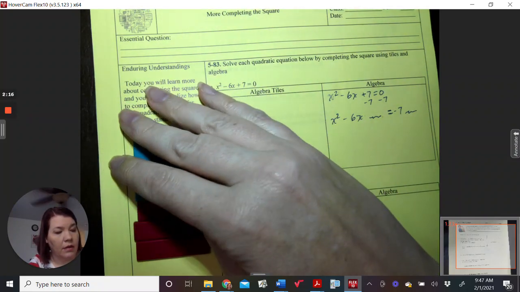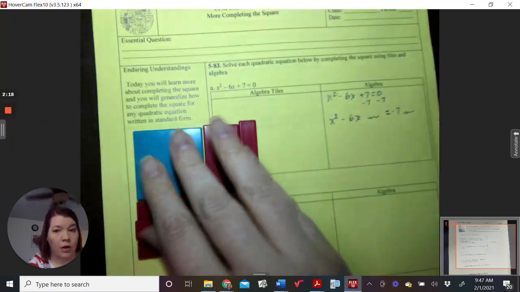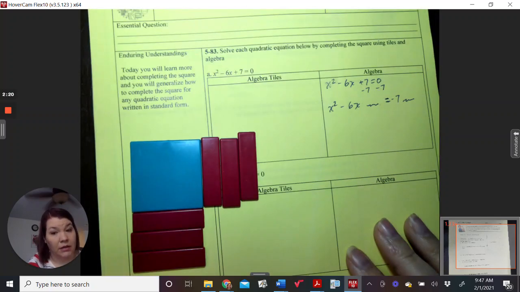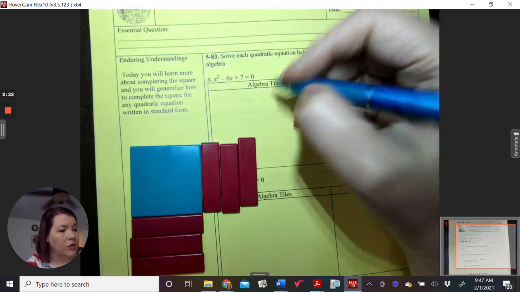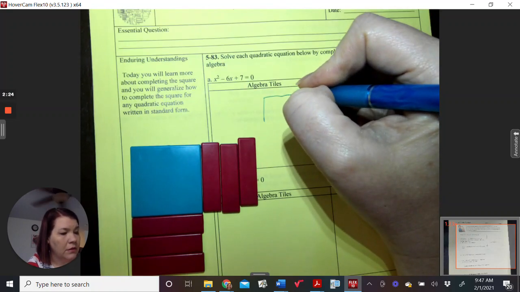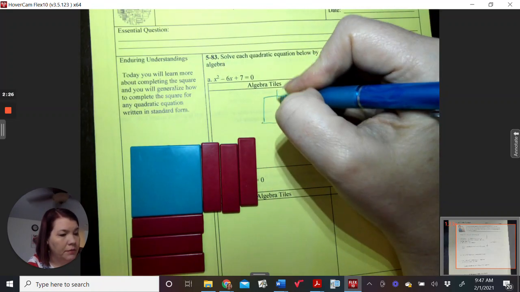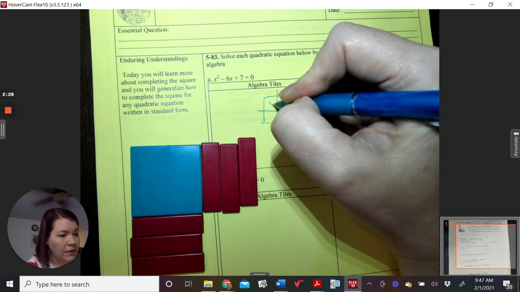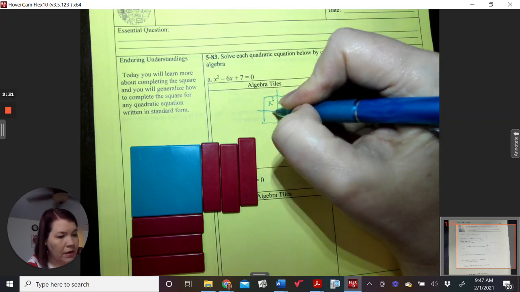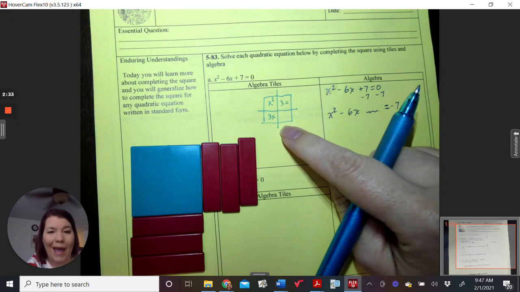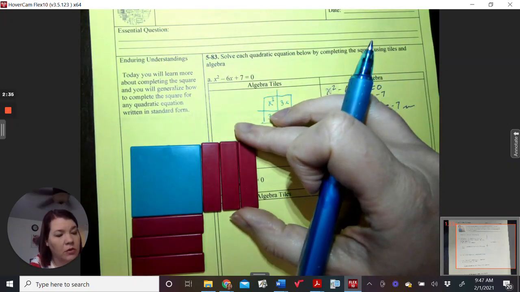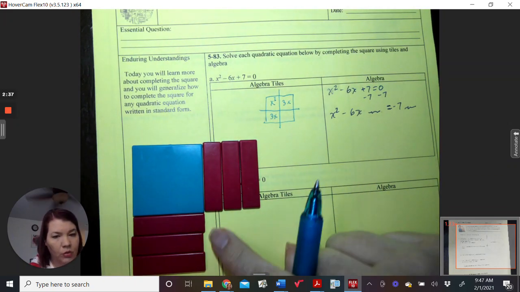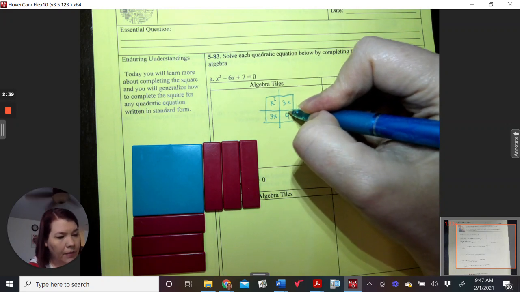What I like to draw on my paper, because I'm not going to draw that carefully, is just a box, an area model problem. So this is x squared, and there's 3x here and 3x here. What has to be here so it's a square? In other words, what would I have to put right there to make a square? Well, it's 9.